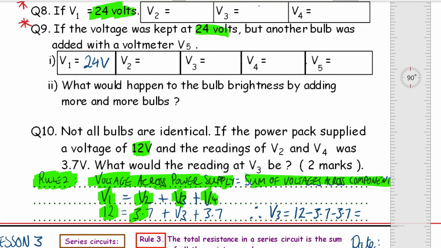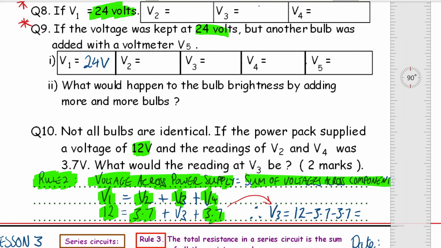V2 is 3.7, so we substitute 3.7 and it's 3.7 for V4. Therefore, the physics is complete at that point. It's now using your mathematical skills, algebra, to rearrange that equation so that V3 moves to the left hand side, and what you have to do then is take away 3.7 from 12 and do that twice, work out the answer for V3.